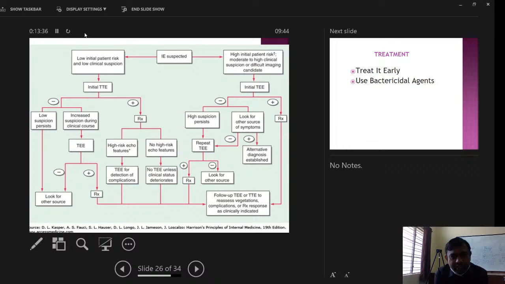Or if transesophageal echocardiography is looking normal, look for other sources of infection, and if it is positive for other infection, then an alternative diagnosis is established. So if you are suspecting low suspicion, then first do the transthoracic echocardiography directly. If there is any suspicion in transthoracic, then do the transesophageal. If you are suspecting high risk, then directly do the transesophageal echocardiography, then do further prognosis.